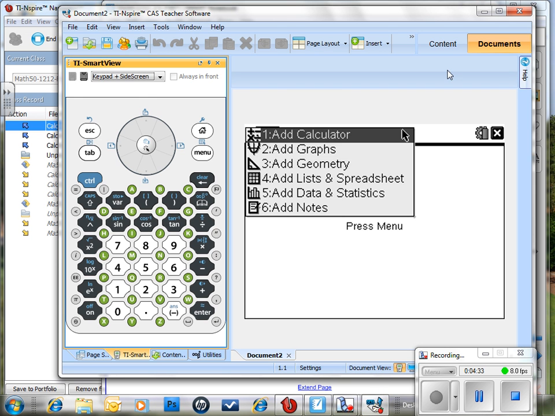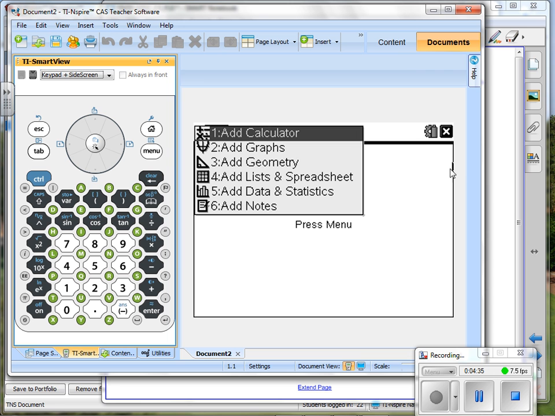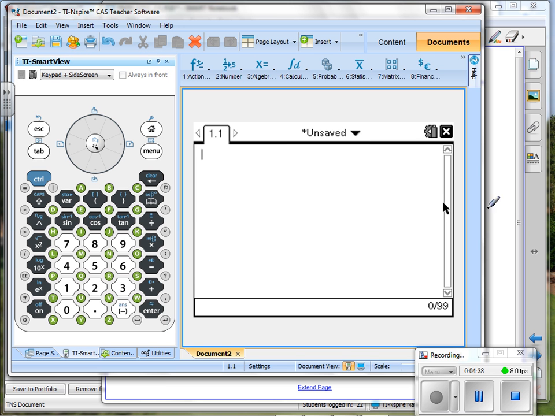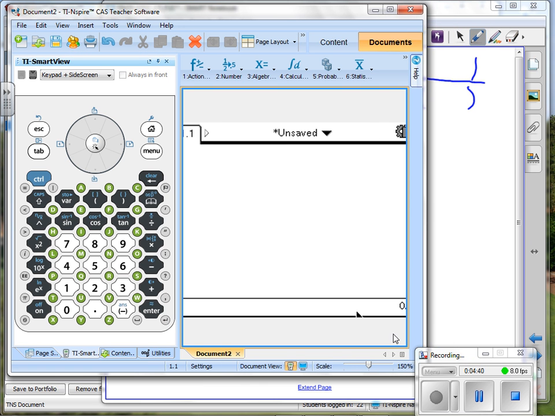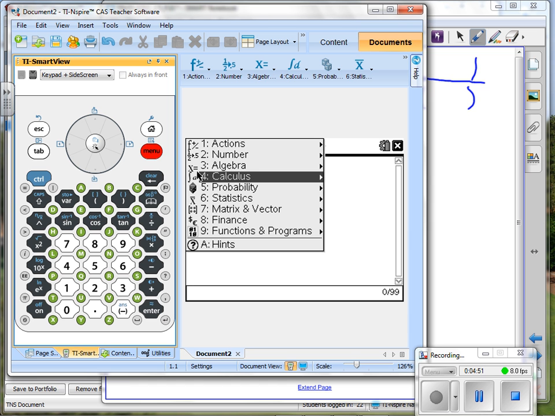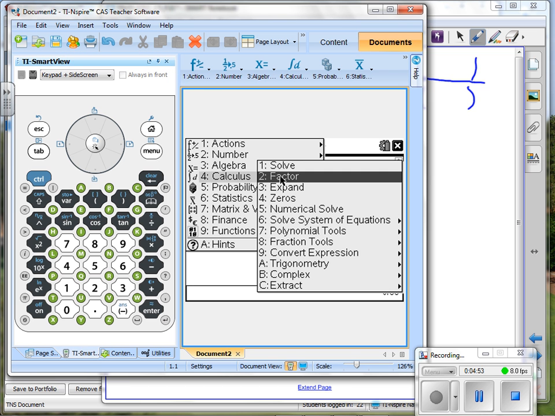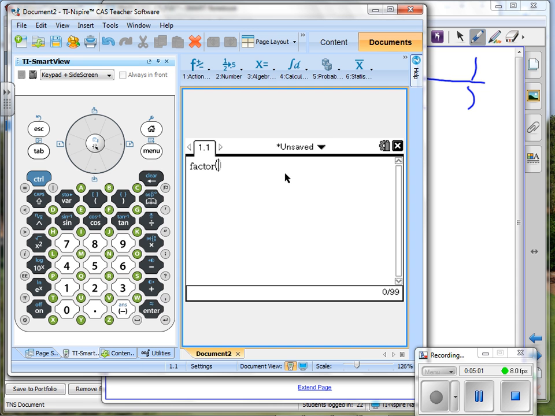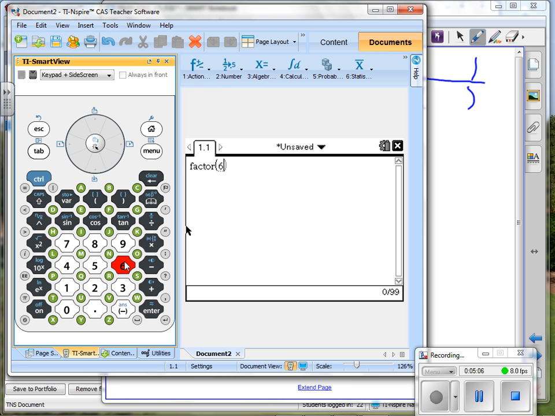Okay, let's take our Nspires and go to a new document, and let's look at how to factor. Calculator, page, menu, algebra, and there it is, factor. Again, I expect you to be able to do this in your head. I don't expect you to have to do this for everything. But if you get stuck and you need to do this, by all means, we need to know how we can use the tools to help us out here.